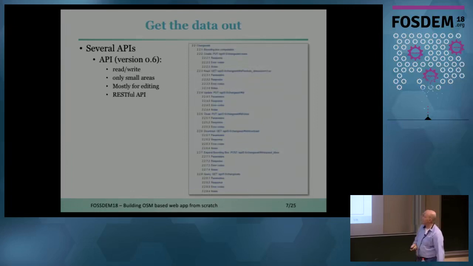It has a RESTful API. That means you have all these PUT and GET commands to work on the changesets. It supports authorization. That means if you want to modify data in OpenStreetMap, then you have to be authorized. It's not possible anonymously. You have to have an account in OpenStreetMap, and if you do it via your API, you have to be authorized in advance.